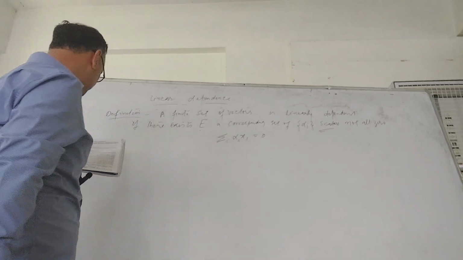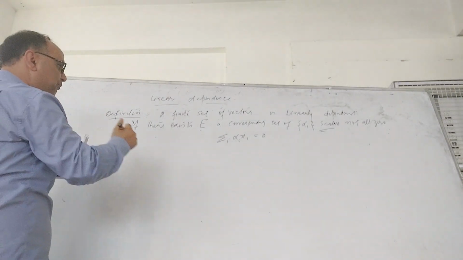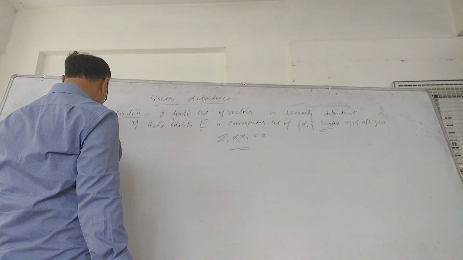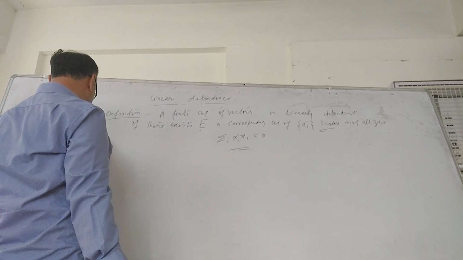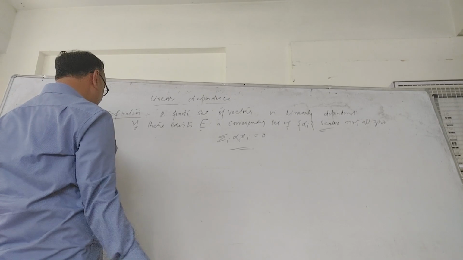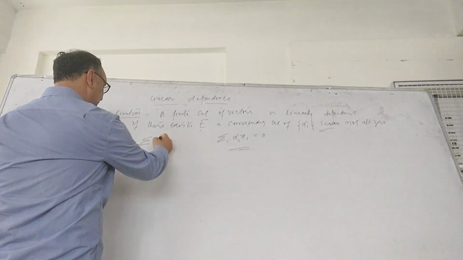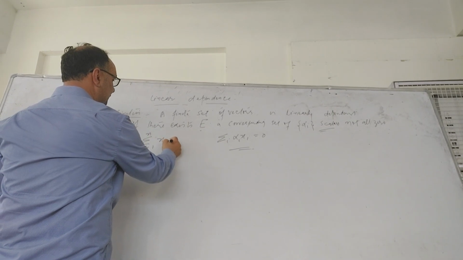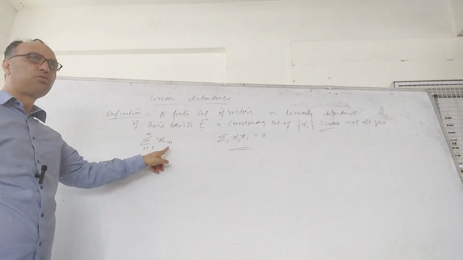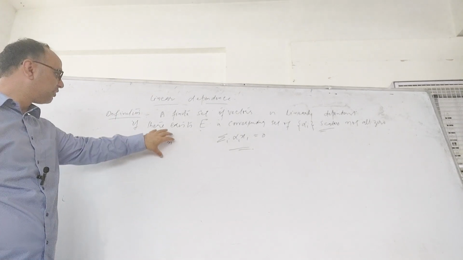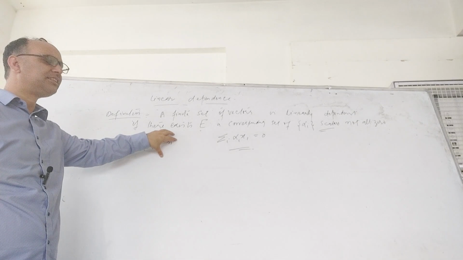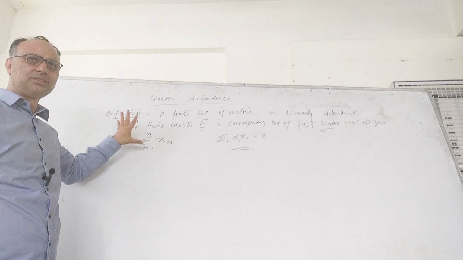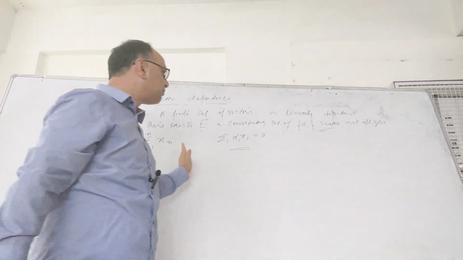For each set of indices, the index goes from 1 to n for this set of vectors. Since it is finite, we don't take n as infinity. n can be 1, 2, 3, 4, whatever. So consider any linear combination of these things.